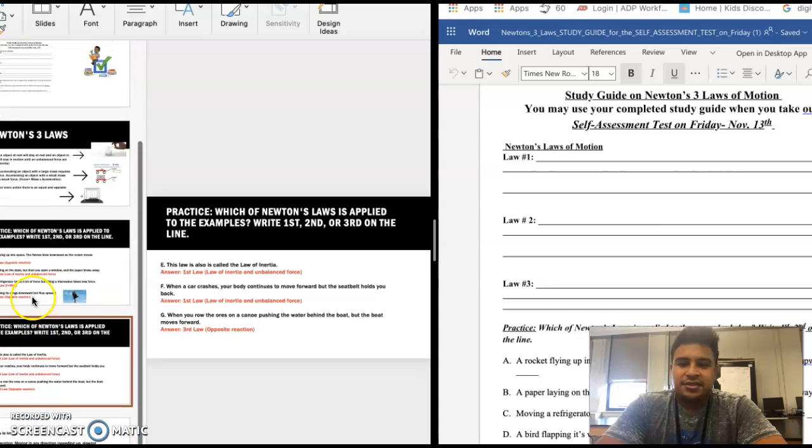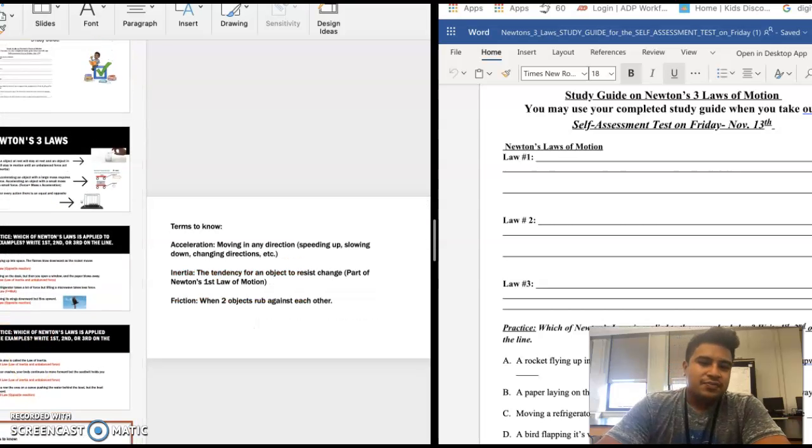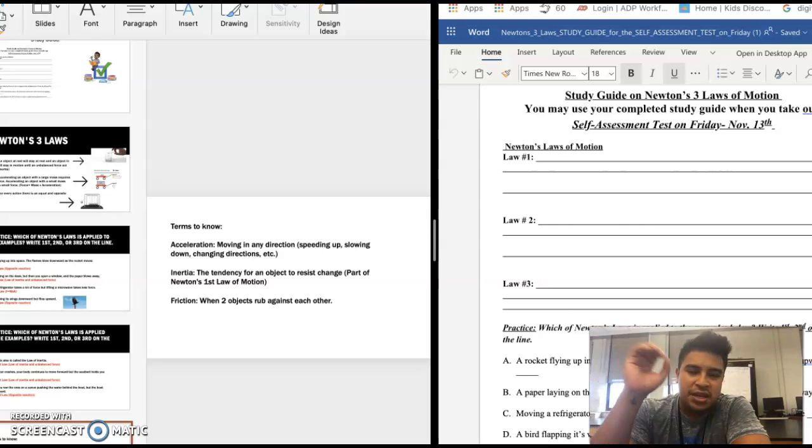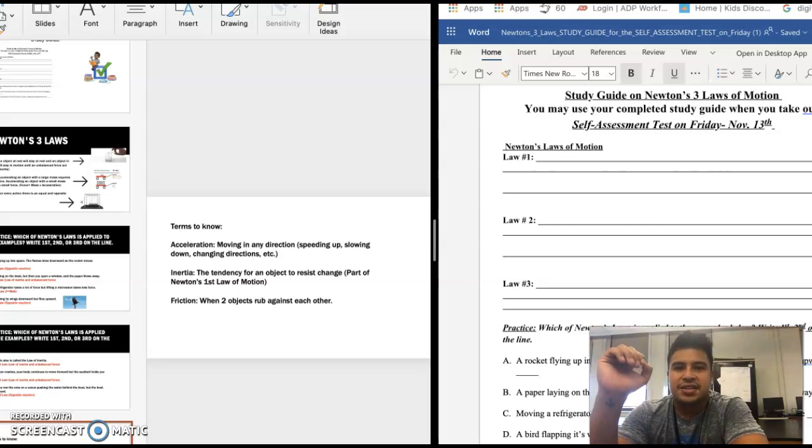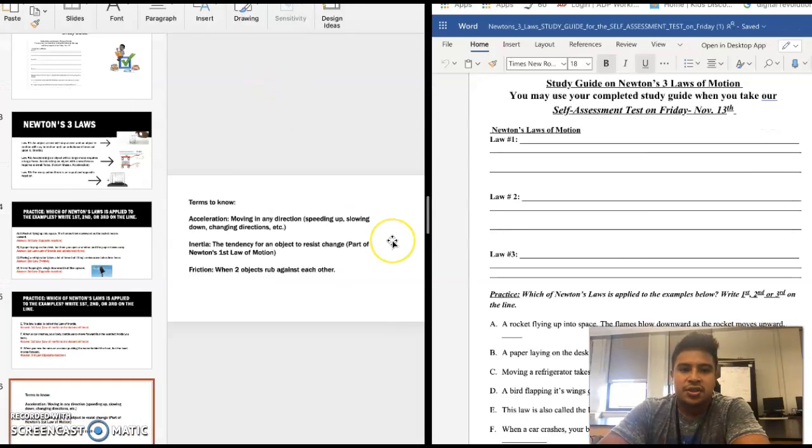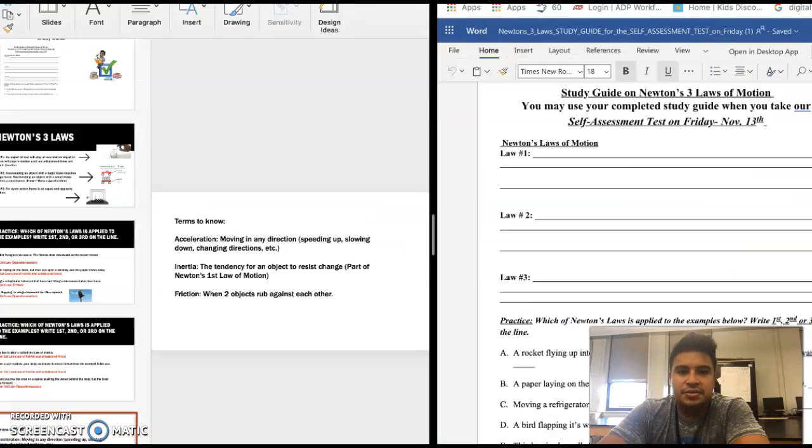All right, we're almost done here, guys. Terms to know: make sure you know what acceleration, inertia, and friction are. They're in all of our laws, but make sure you review that because tomorrow's test will need you guys to list these examples and write Newton's first, second, and third law, and I believe that you guys can actually do this, all right? So please get some rest.